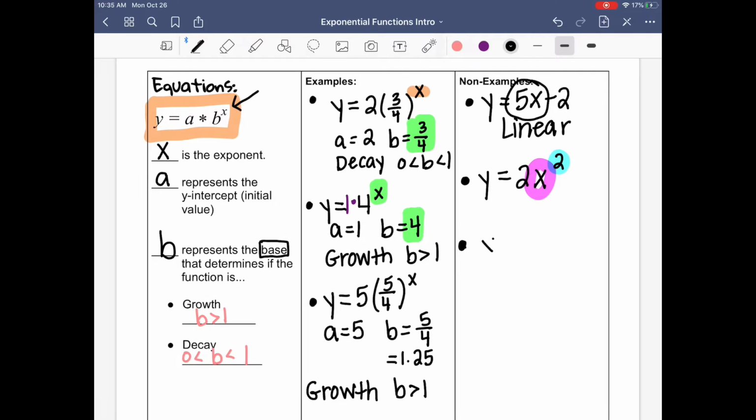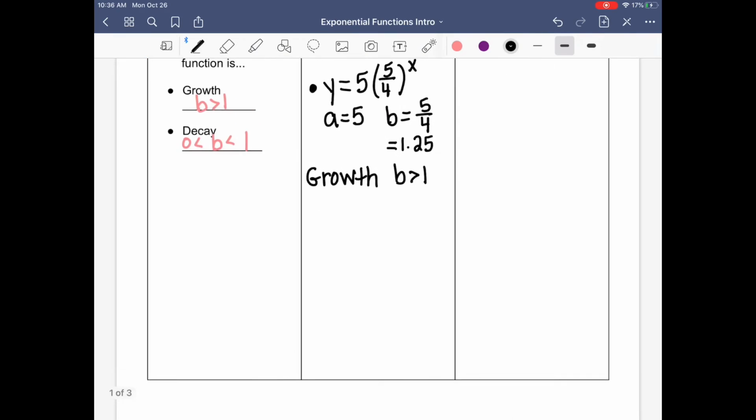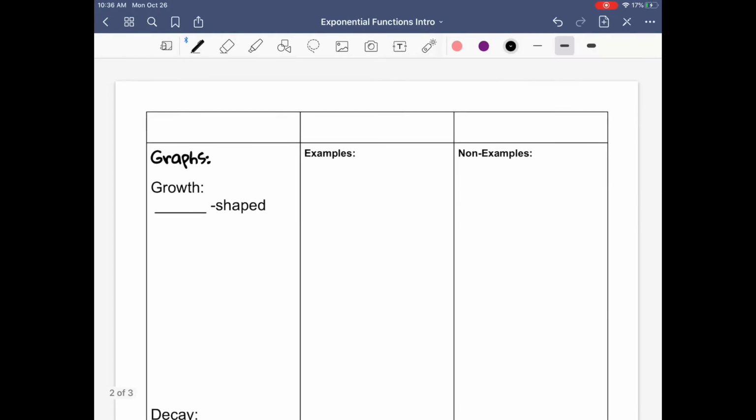And then, of course, I could have just y equals 10. Again, there's no exponent up here. There's no variable in my exponent. So this is not exponential. Now we're going to talk about our next thing, which is going to be our graphs.